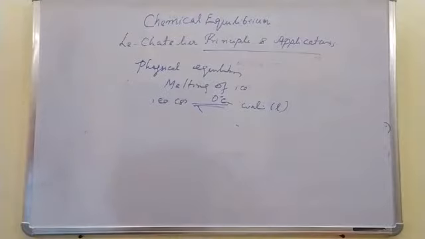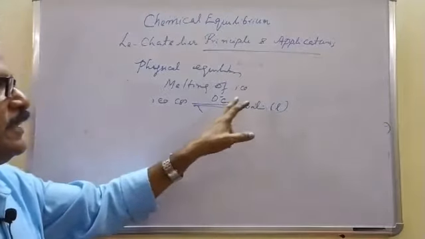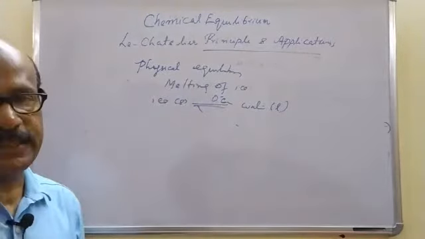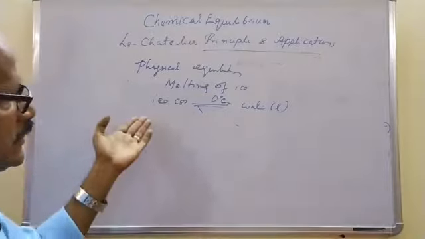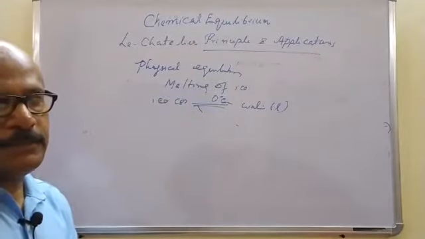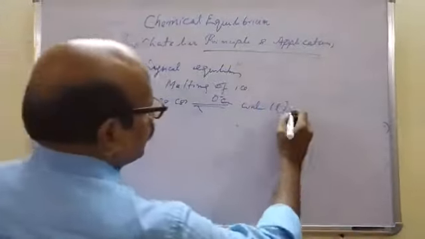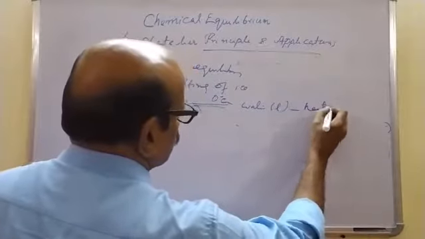In the physical equilibrium example here, the chemical constituent remains the same. H2O solid changes to H2O liquid. Here the melting of ice is peculiar in that at 0 degree, ice is in equilibrium with the liquid water. Okay, the melting is endothermic. The melting of ice is endothermic. It is accompanied by absorption of heat.